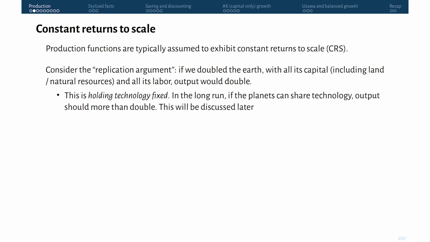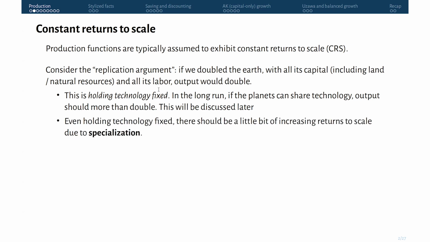Now, this is holding technology fixed, right? If we really doubled the world and each planet could have its scientists and engineers coming up with new ideas, new blueprints that could be shared across the worlds, then after some time had passed, you would expect output to be higher on each world than it would if the other didn't exist, right? So you get kind of increasing returns to scale over time. But holding technology fixed, the thinking is if you double the inputs, you just double the output. We'll be talking a lot about technological development and these increasing returns to scale later, but here we're just starting from the case of fixed technology.